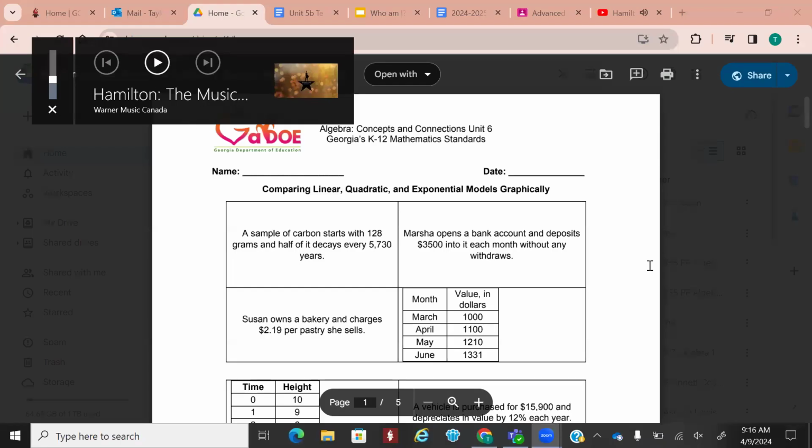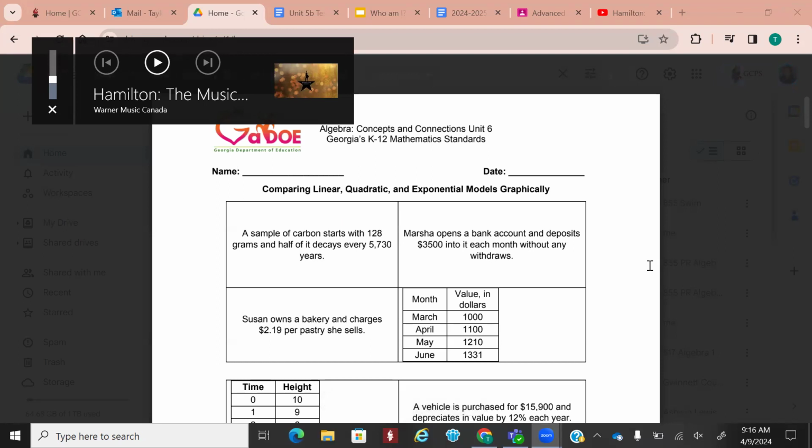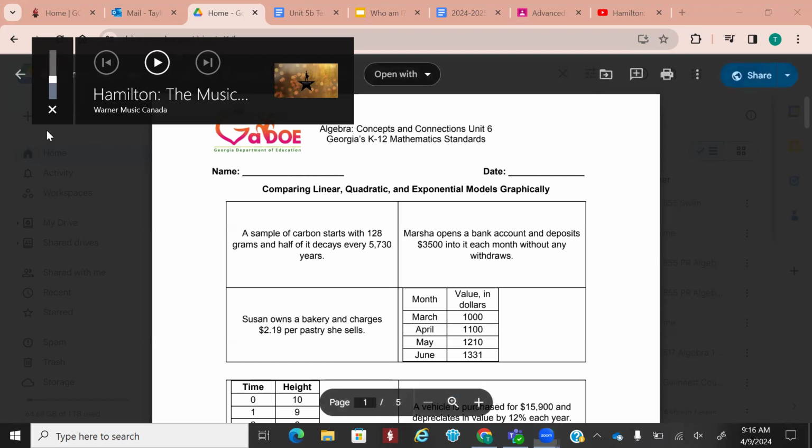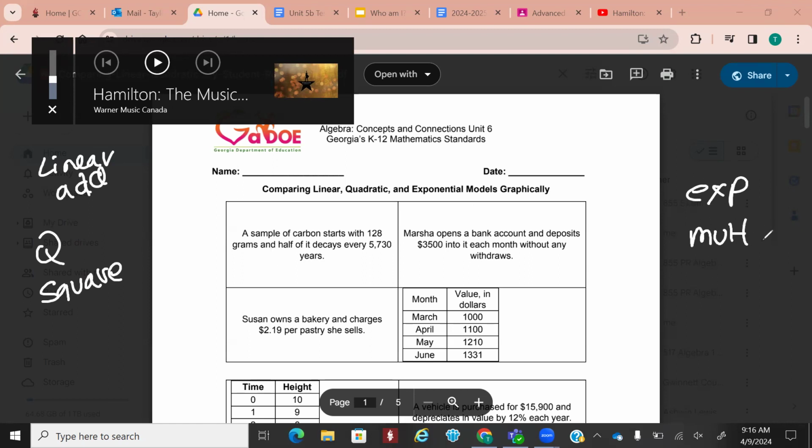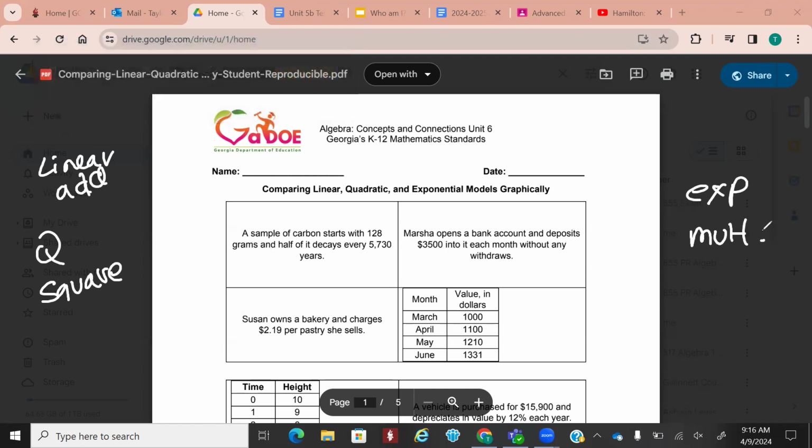We're going to read over these descriptions, and we're trying to decide whether they are exponential, linear, or quadratic, just based off of what they're describing. Now, just a refresher, linear is going to be when you add something. Okay, quadratic is going to be when you square something. Exponential is when you're going to multiply something. So like if you double, triple, etc. Okay.